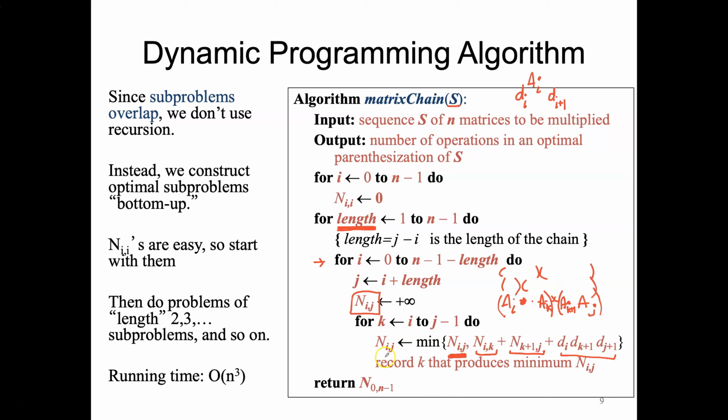And when we do this, if we end up finding that, oh, this k value actually gives us a better value, meaning this one is smaller than whatever we had recorded before, then we're going to record what that k value is. That way later we can reproduce it.